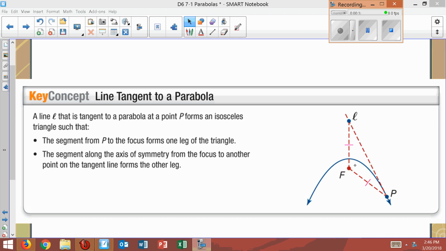A secant line would be something that cuts through this way. But if it just barely touches this point and moves on, and the parabola curves and it only touches one spot, that's a tangent. The way to find a tangent is you take that point and measure the distance to the focus, and then measure the same distance along the axis of symmetry. Once you find that second point, they call it L, the line that connects P and L will be your tangent line. So let's look at how we do that.